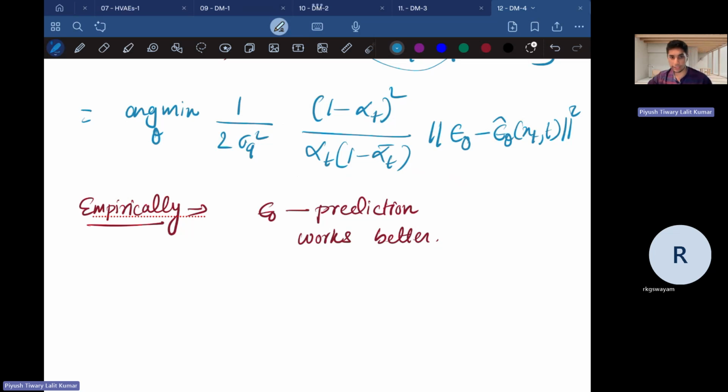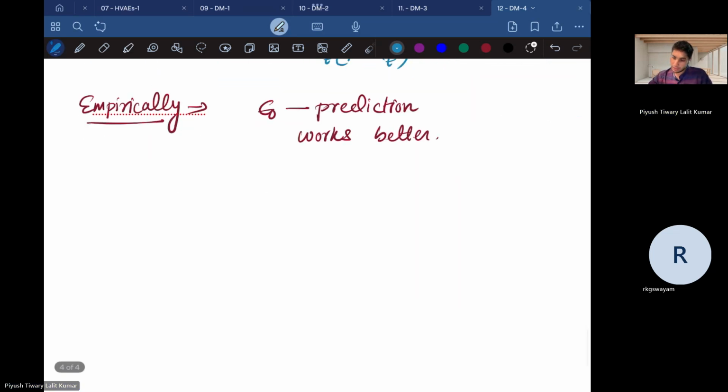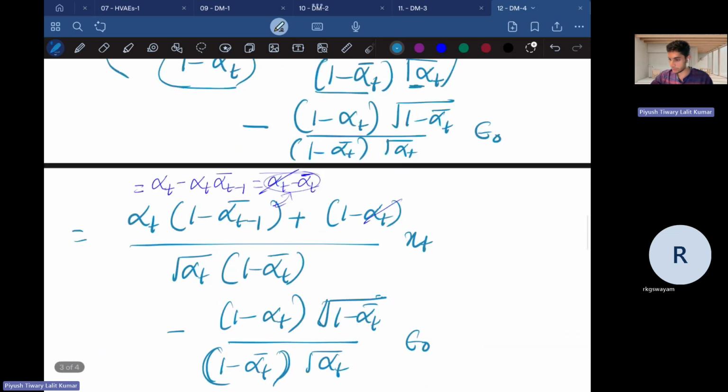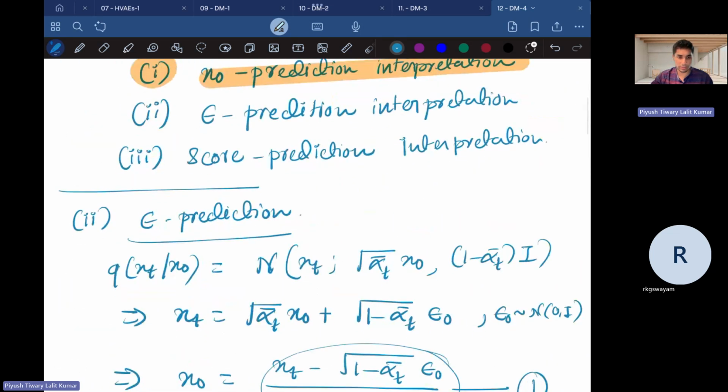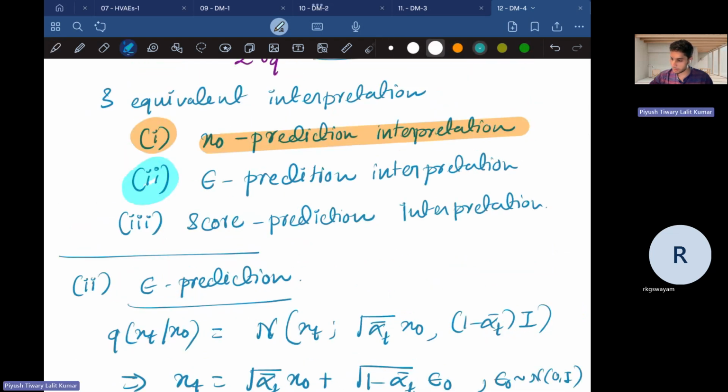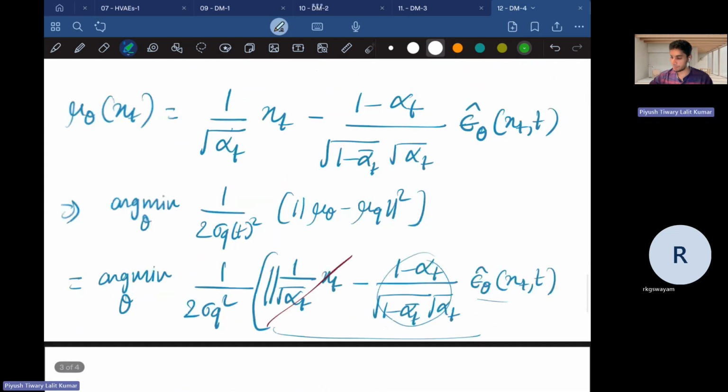So this is the second version, or second interpretation, of your diffusion model. There is this last interpretation, which will basically be the end of diffusion models for us, which is score prediction. Remember that this was epsilon naught prediction, the noise prediction version. So we have completed this thing. Let's look at the last one, the third one, which is the interesting thing, the score prediction interpretation. What is it?